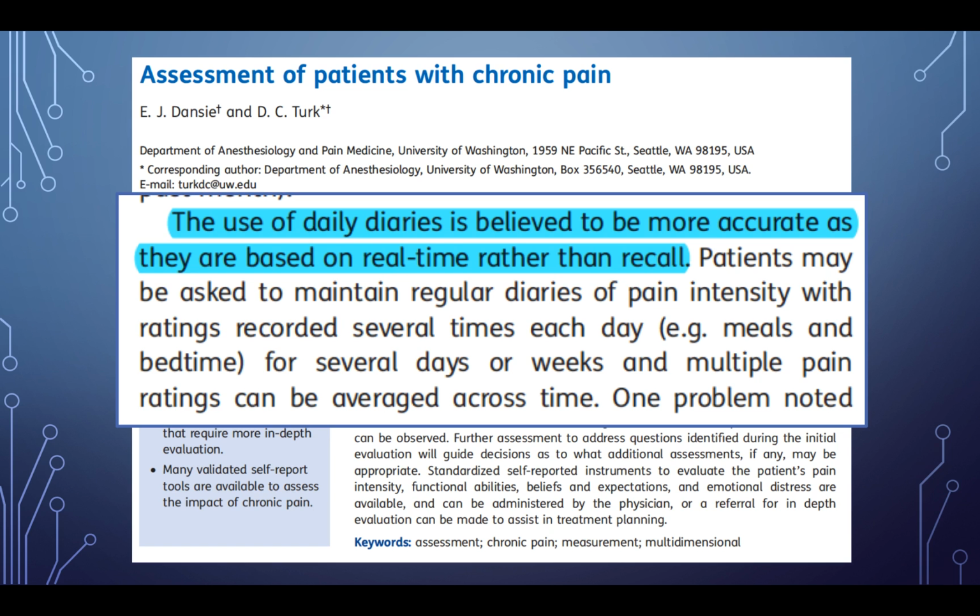The use of a daily diary is believed to be more accurate as they are based on real time rather than recall. So this was discussing some of the psychosocial and psychological tools that you can use for pain, which I'll show you in a second. But having a patient write down a daily diary can be really good to get a thorough history of what may exacerbate the pain or make it feel better. But then also, we use diaries for healing.